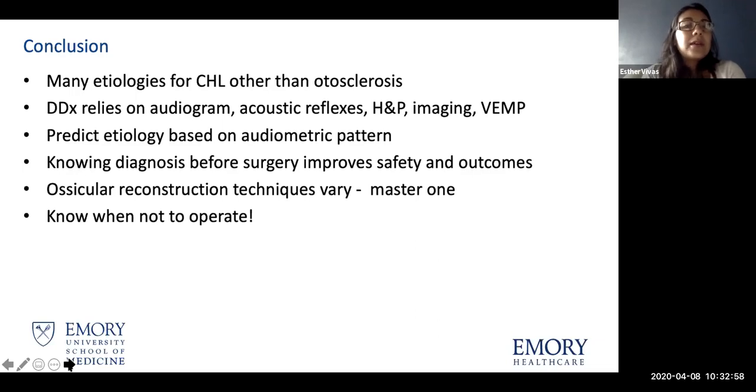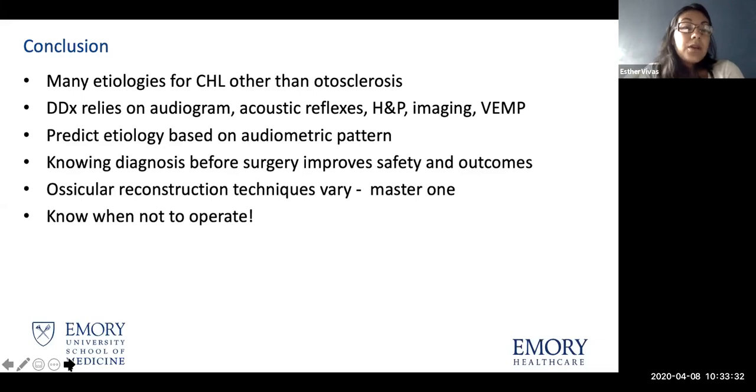And so having a good idea of the diagnosis before surgery obviously improves your outcomes, but always be prepared to have surprises. Sometimes you find things unexpectedly. If you are not the most well-versed middle ear surgeon and you find yourself in an unusual situation, sometimes the safest thing to do is just close up and refer that patient to someone who may be performing more routine middle ear reconstructions.